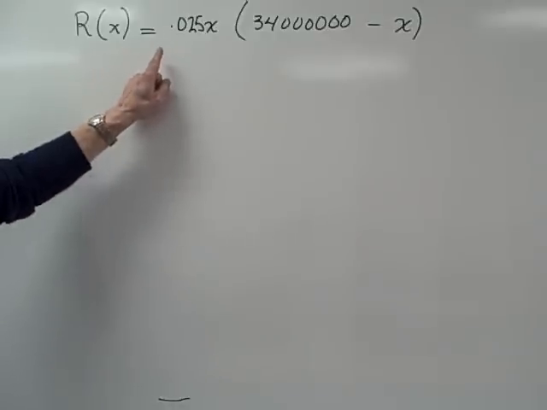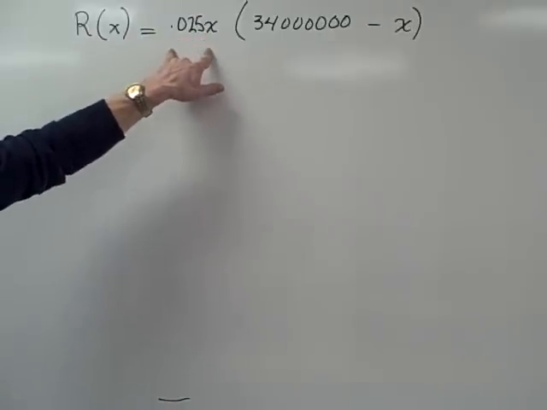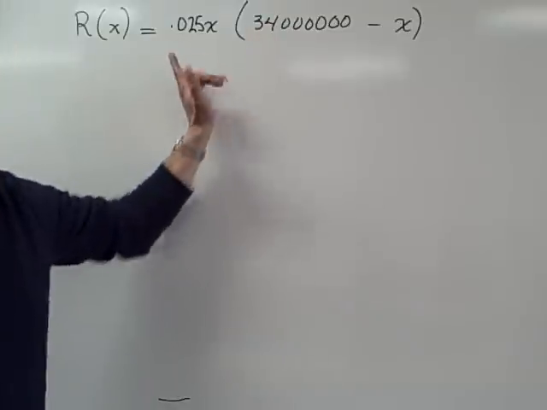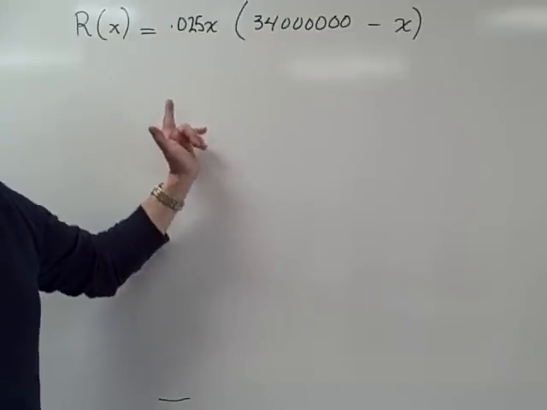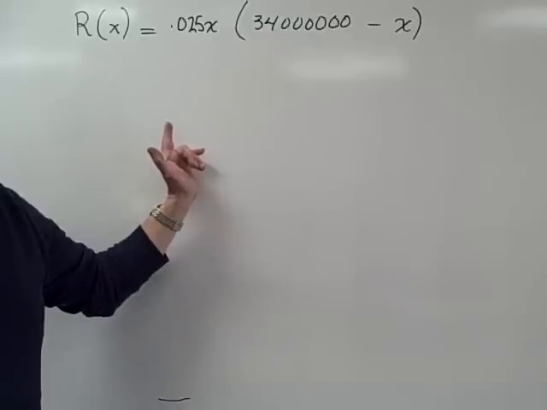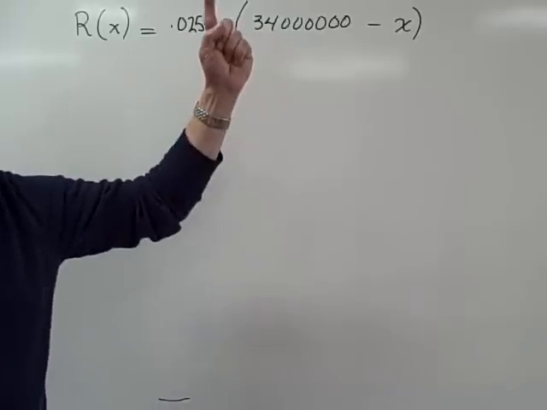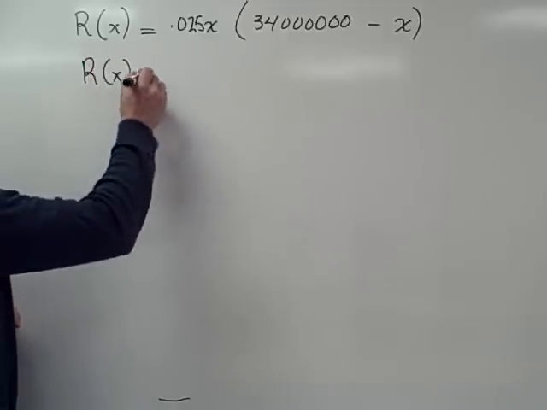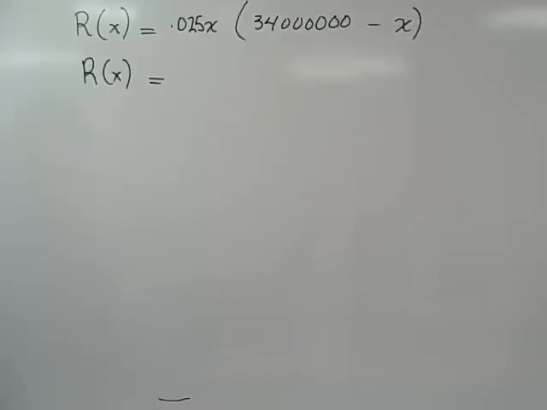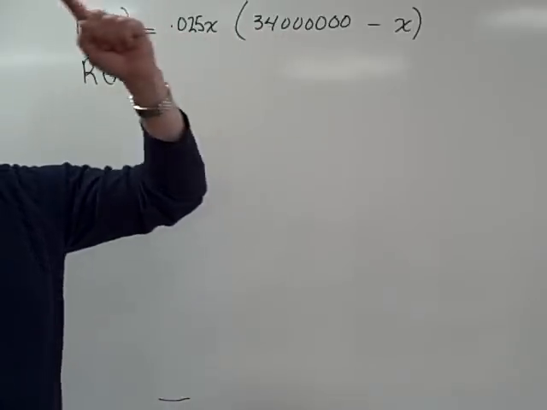Right. Look ahead. Should I take the derivative right now? No. Or should I do something to this before I take the derivative? Expand it first. Why? There's brackets. Because it's brackets, that makes it a UV rule, right? So look ahead, don't just take a derivative. If you can make the derivative easier, do it. So take the bracket off, 0.025x times 34 million.